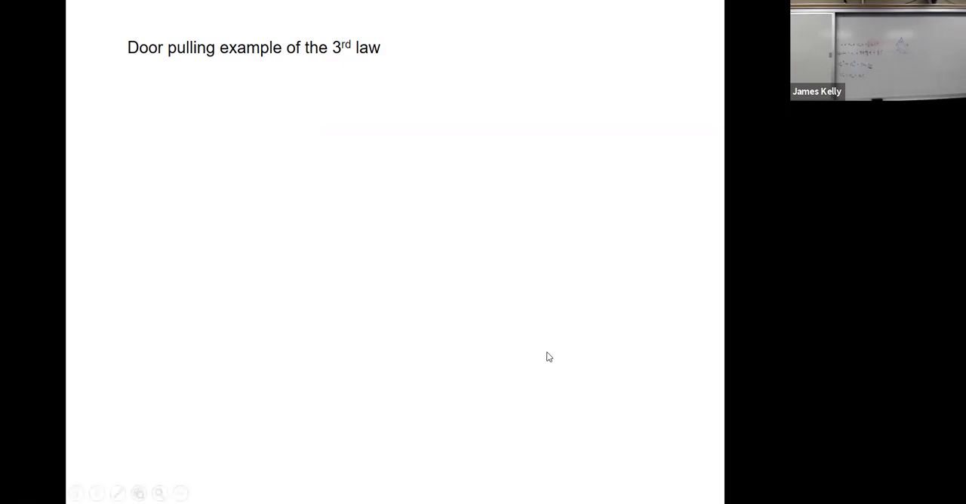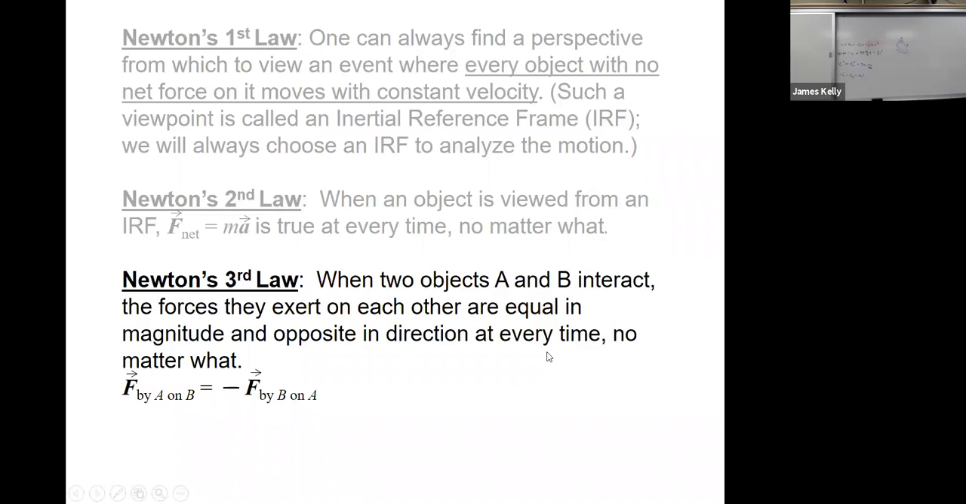When one pushes on the other, the other pushes on the one, and Newton's third law tells us exactly how those 2 forces relate. When 2 objects, call them A and B, interact, the forces they exert on each other are equal in magnitude and opposite in direction at every time, no matter what. So those forces might be changing. 2 objects coming together, their force on each other is 0. So they're equal and opposite.